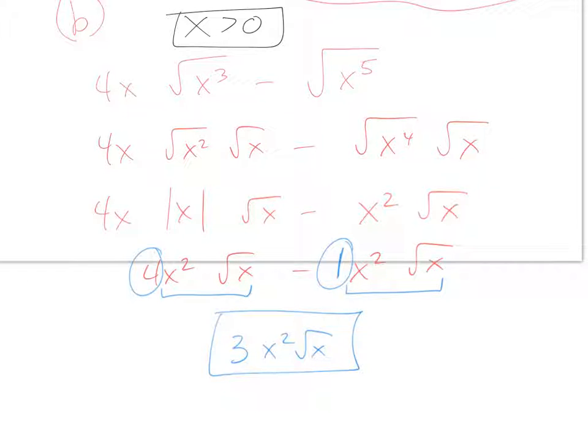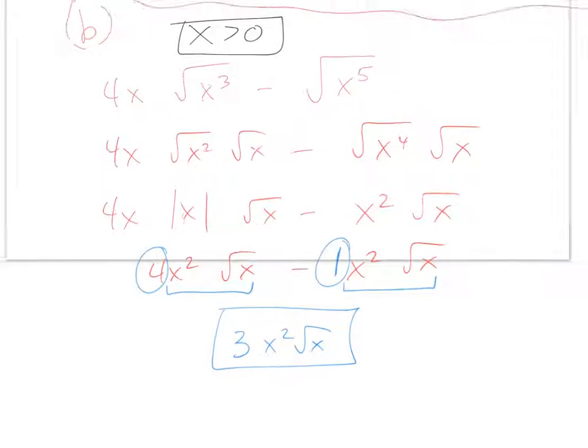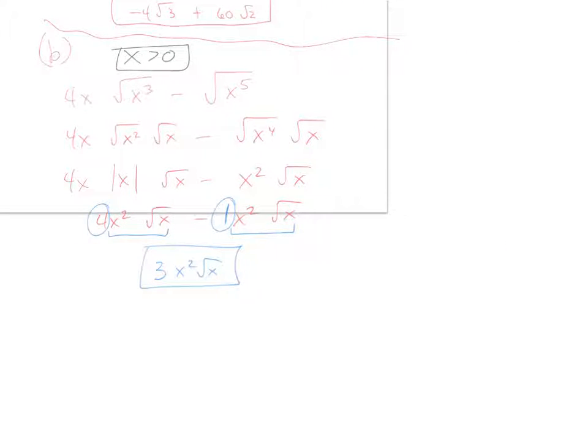Okay. Could you just, in the beginning, distribute that x back in and make it square root of x to the fifth to make it easier, and then just do 4 times x to the fifth minus x to the fifth, and then it's just 3 times the square root of x to the fifth? Kate, that makes a lot of sense.